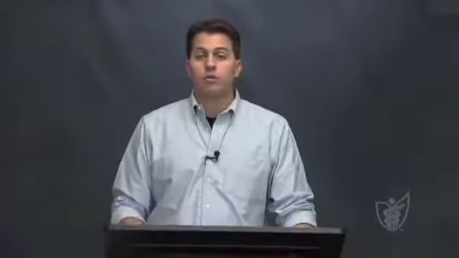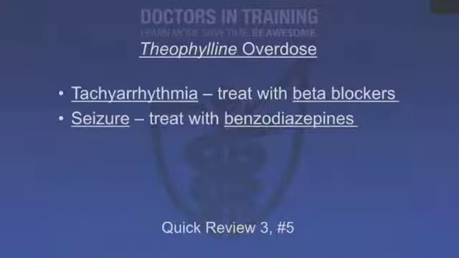Number 5, what are the side effects of theophylline overdose? The two main things we mentioned earlier were tachyarrhythmias and seizures. All right, so for tachyarrhythmias, what's a drug of choice for treatment? You're going to use a beta blocker like propranolol to treat your tachycardia, tachyarrhythmia, and theophylline overdose.